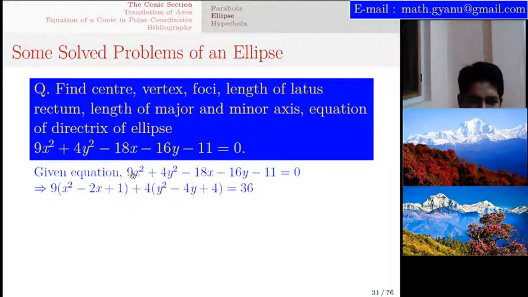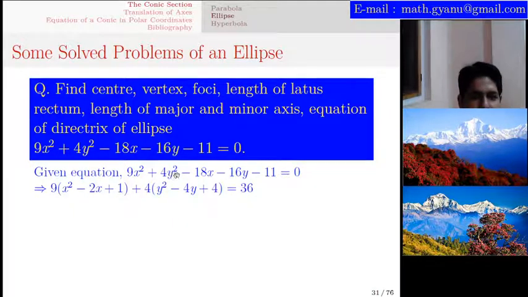So, 9x square minus 18x, taking 9 common, it will be x square minus 2x. But to make a perfect square, x square minus 2x, then adding plus 1. That means that is 9. Then it will be the perfect square. And on this side, you have added 9.